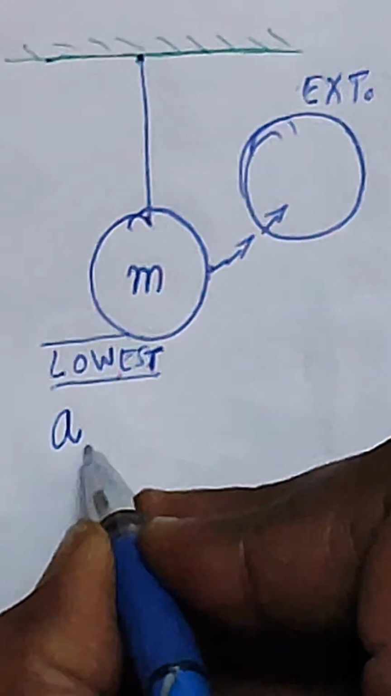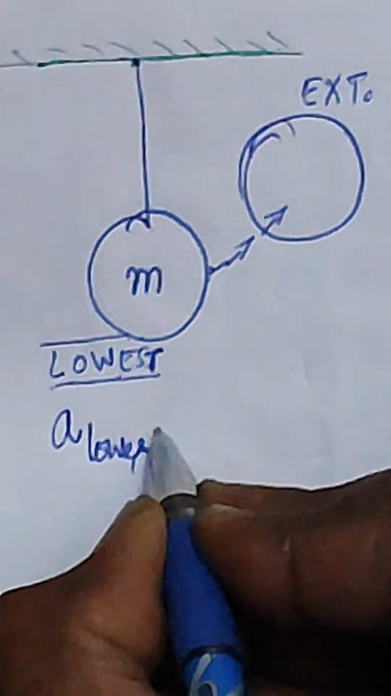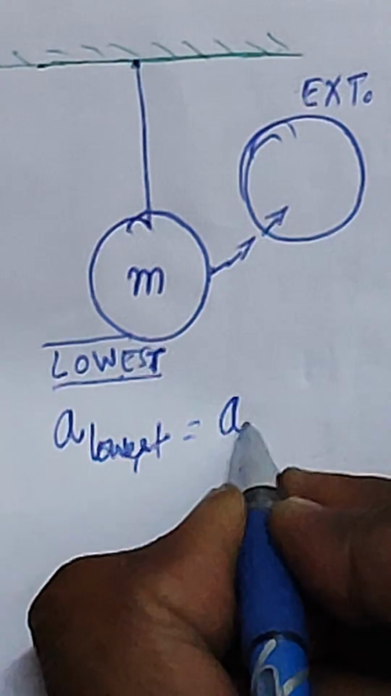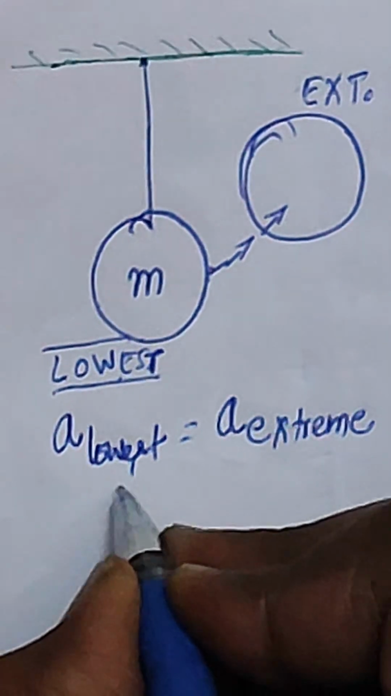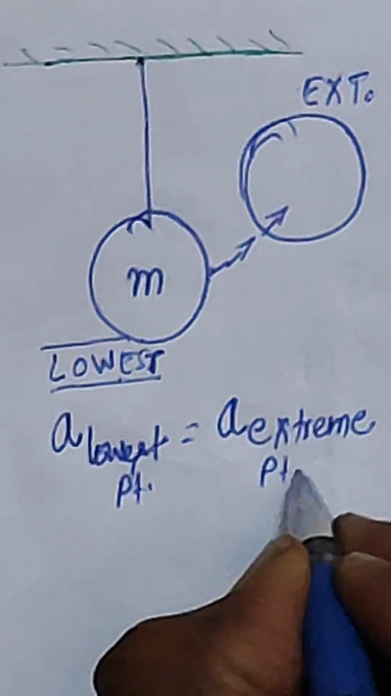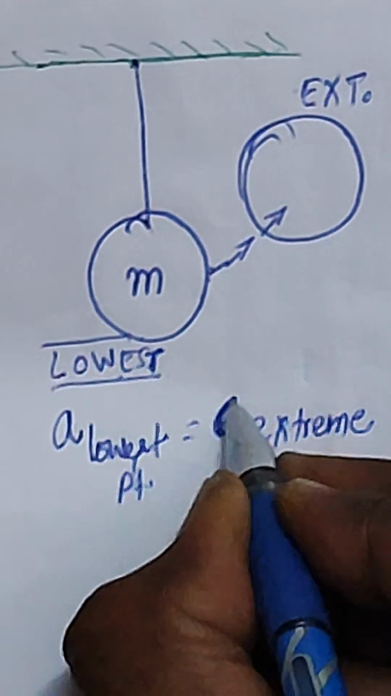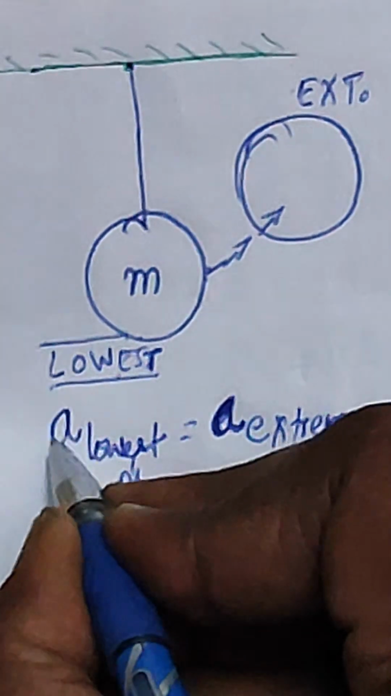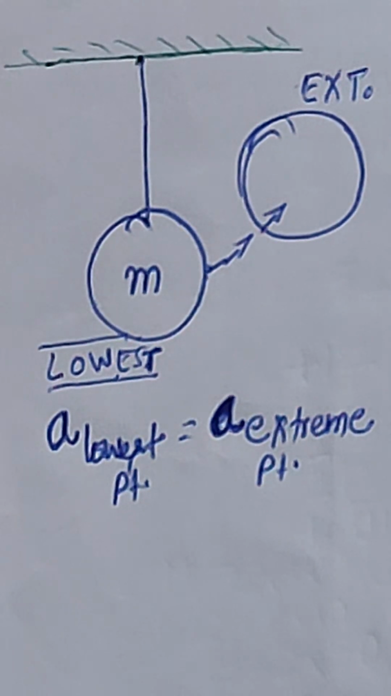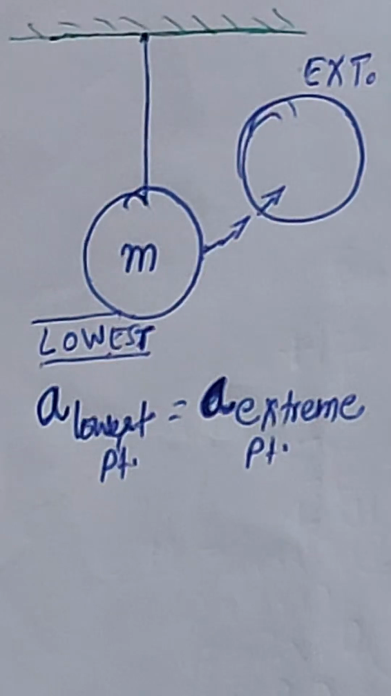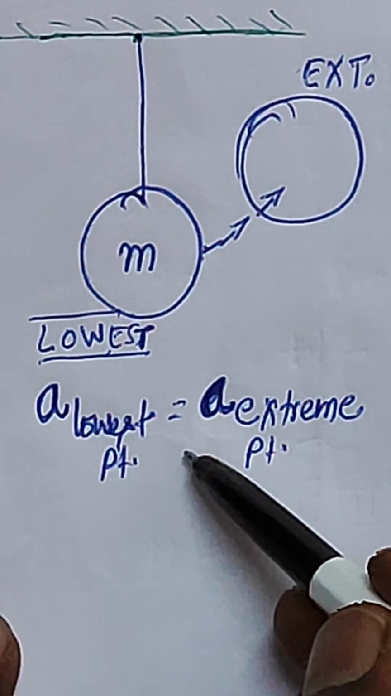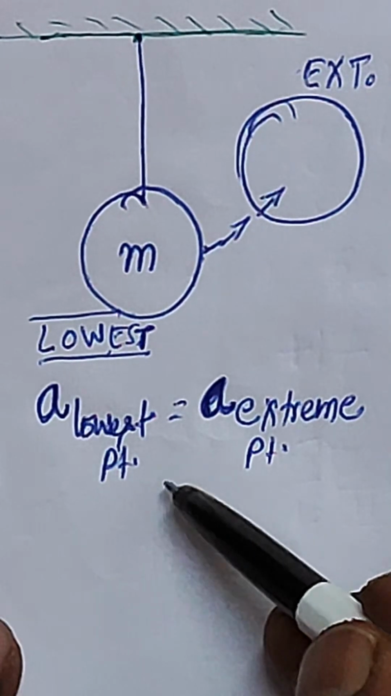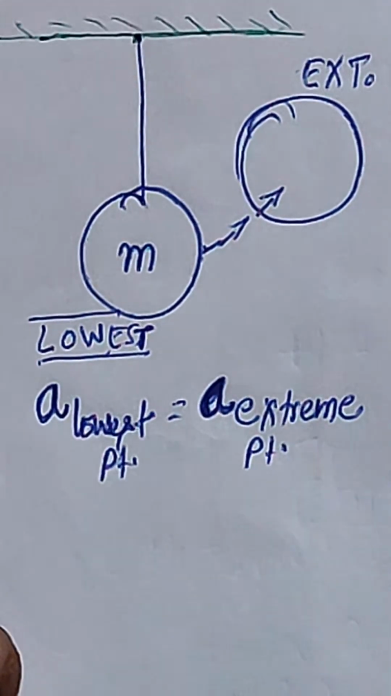It's given that the acceleration at the lowest point and the acceleration at the extreme point are the same. Acceleration at lowest point is equal to acceleration at extreme point of this movement. This is acceleration A, I am writing it over here. Now the question is, when the acceleration at both the points are equal, what will be the deflecting angle of string in the extreme position?